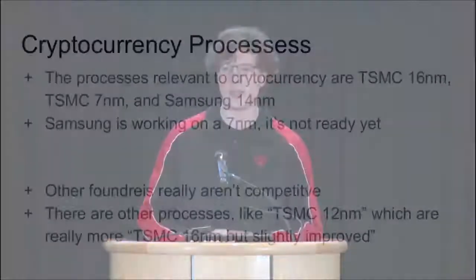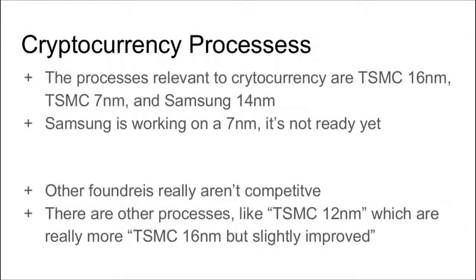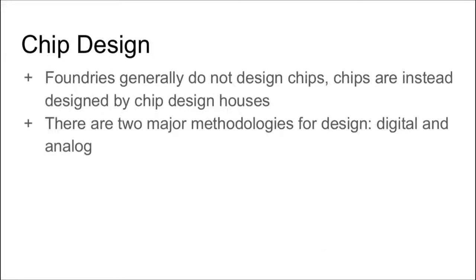So in cryptocurrency, there are really only two foundries that matter, which is TSMC and Samsung. There are other foundries that are sometimes involved, but for practical purposes, it's mostly TSMC and Samsung that we care about. And pretty much everything is at either TSMC 16, Samsung 14, or some more advanced node. So if you see 28 nanometer or 65 nanometer, generally that's not going to be a cryptocurrency ASIC, at least not a competitive one.